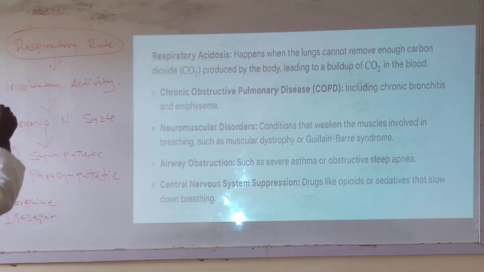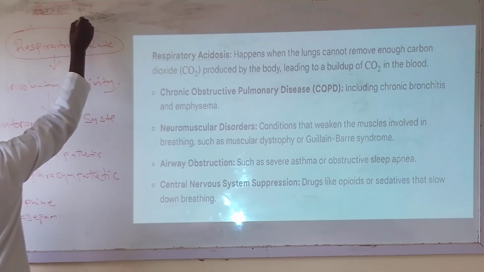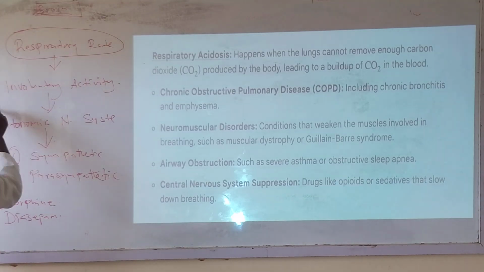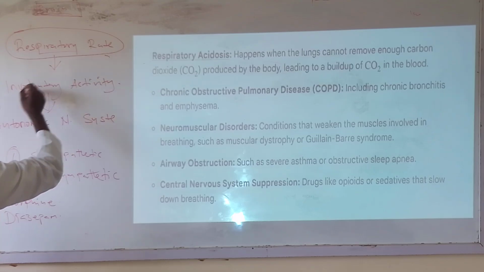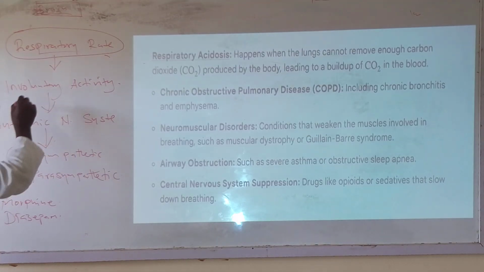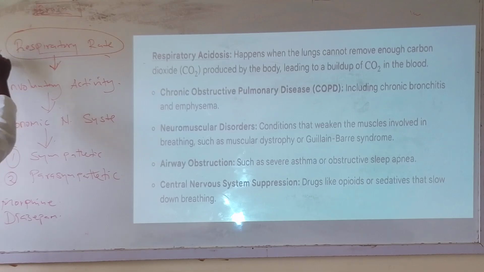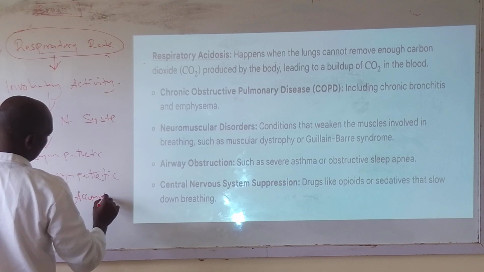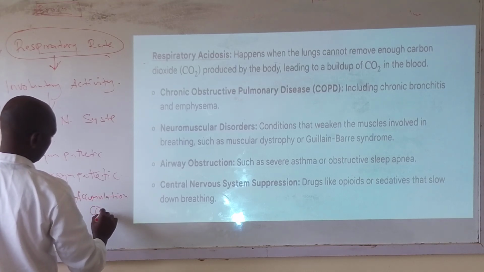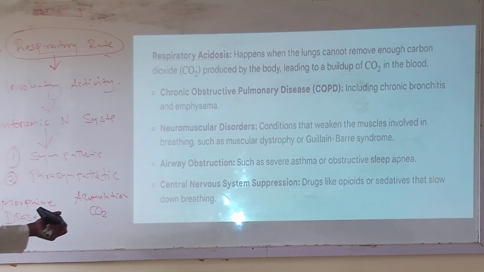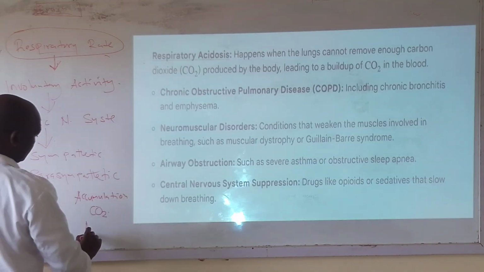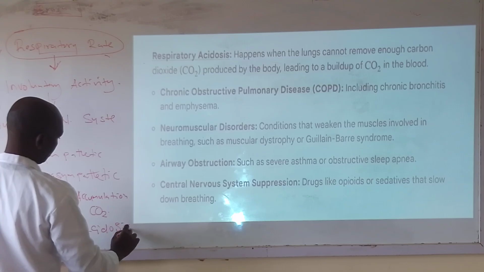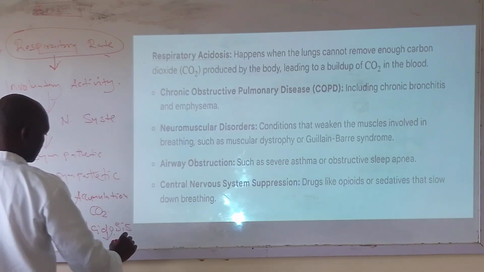then it means I am actually slowing the functions of the brain in terms of regulation of respiration using the autonomic nervous system. Then it means the respiration rate will go down. And when your respiratory rate goes down, it means there will be accumulation of CO2. When there is accumulation of CO2, you will get acidosis. And the type of acidosis in this case is respiratory acidosis.